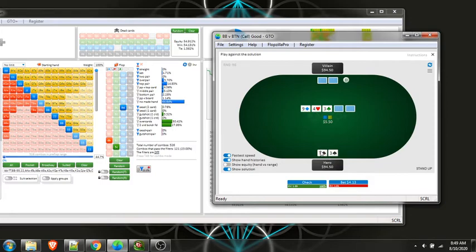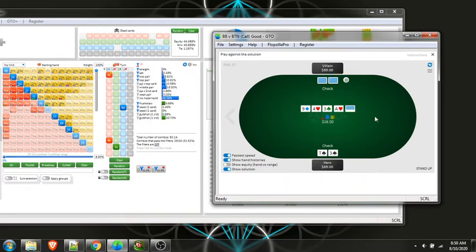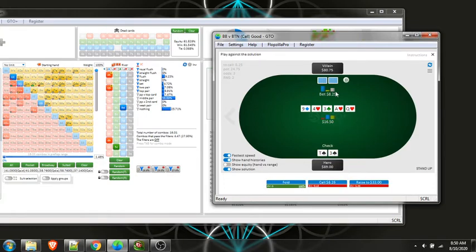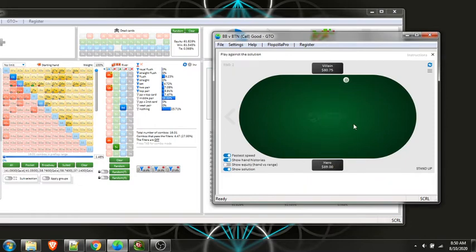Oh, 54% equity. I wouldn't have guessed that high with just the 10-3. Oh, we hit the 3. Yeah. He's bluffing. Oh, he hit the flush. Never mind. Heart, heart.